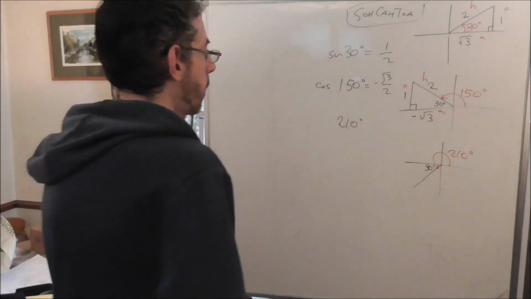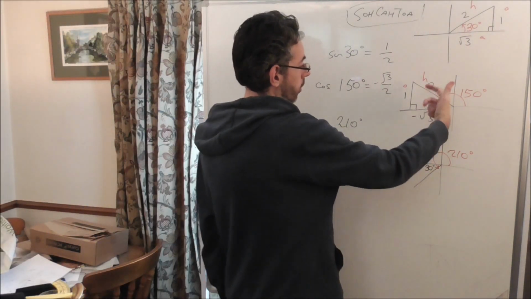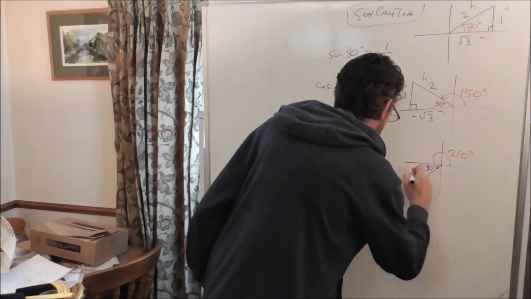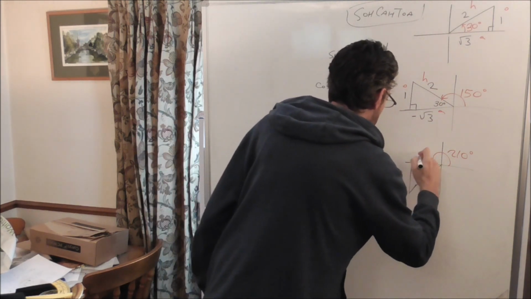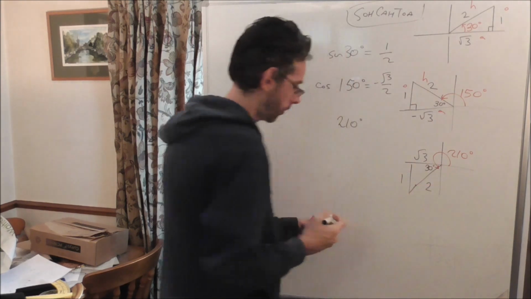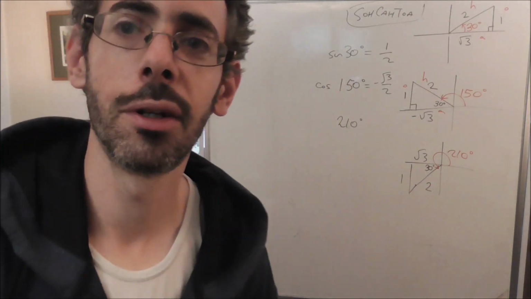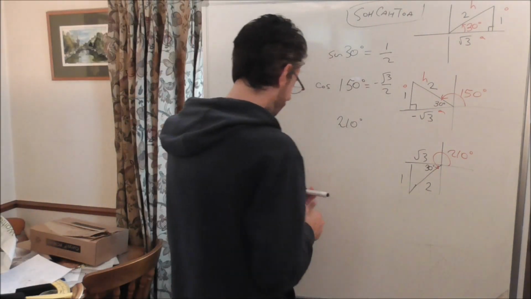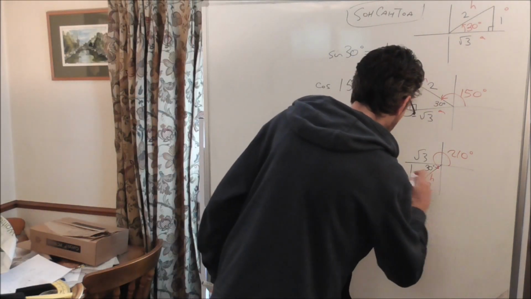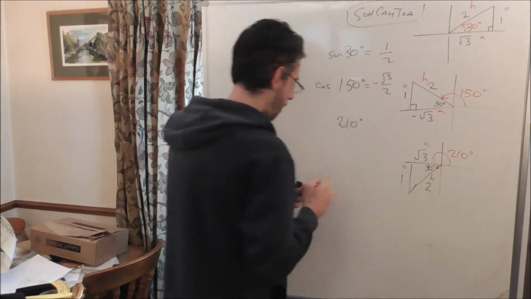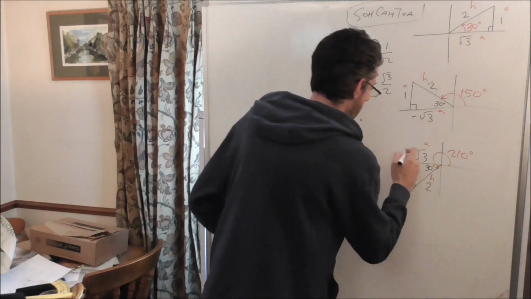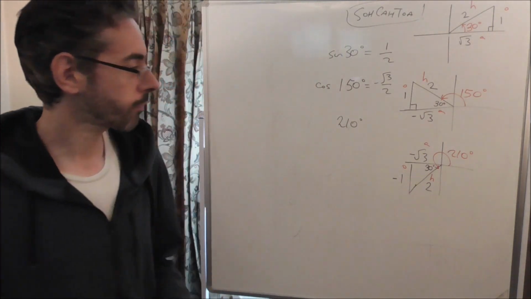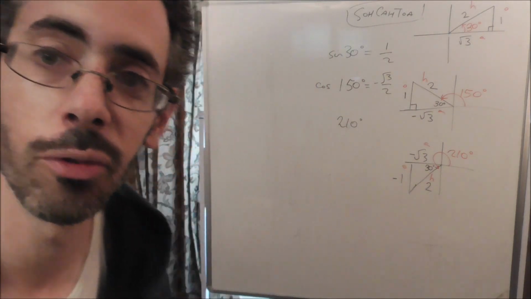So how could I draw a triangle to help me? Oh, well, I could just reflect this triangle down, like so. 1, root 3, 2, just ignoring signs for now. And now I've got a triangle to help me work out sine, cos and tan of 210. I've got the hypotenuse here, the opposite here, the adjacent here. This is negative because it's going left, this is negative because it's going down. So now I can work out sine, cos and tan of 210.